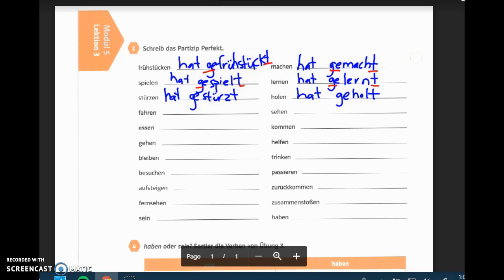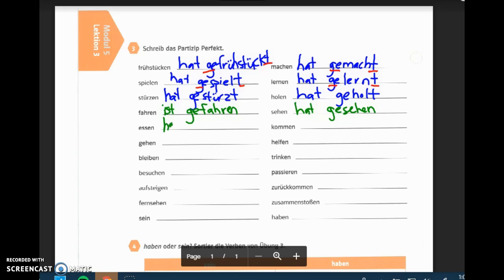Now, some verbs in the past tense use haben as their helping verb, and others use a form of the verb sein. So we abbreviate it as ist. So we're going to have ist gefahren. And we're going to say hat gesehen. And we'll discuss more in the future when you use ist and when you use hat. For now, we're just trying to memorize them and get used to what they look like and things like that.